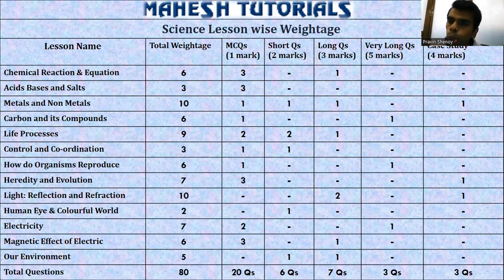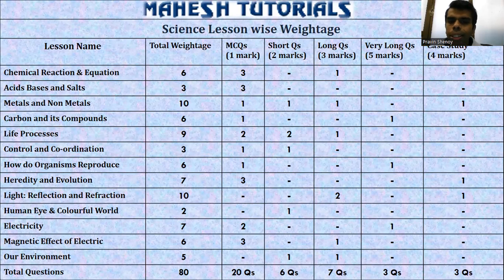Going further towards the physics section, the most important chapter in the physics section is light, reflection, and refraction. The weightage is 10 marks. For this 10 marks, you will be having 2 3-mark questions and the remaining 4 marks will be a case study from this chapter. Going further towards the next one, which is human eye and the colorful world. The weightage of this chapter is only 2 marks. And both these 2 marks are for 1 2-mark question which will come from this chapter.